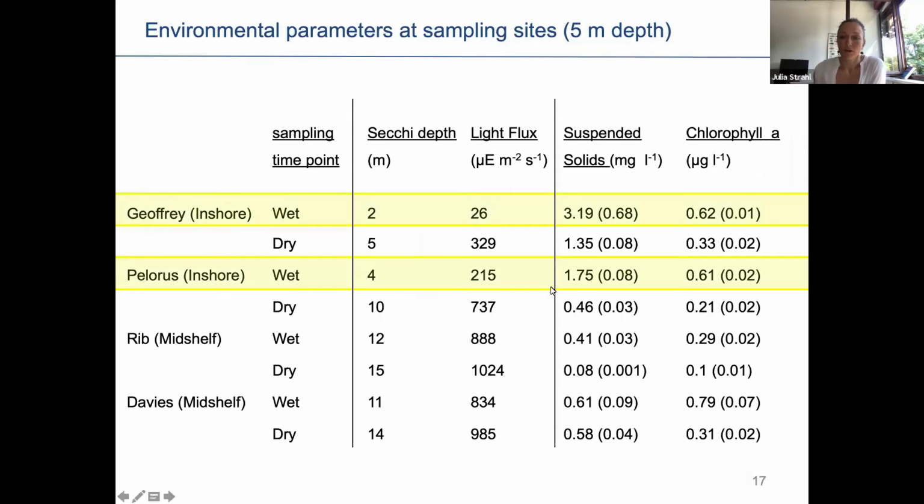And what is also obvious is that you have a strong seasonal effect. So during the wet season, you have really very, very low light available here at Jeffrey Bay. So it's much lower than in the dry season. Same for Pelorus Island. Here you have also the strong seasonal effect of light availability and contents of sediments, chlorophyll and nutrients in the water, whereas the effect is less strong here in the midshelf reefs.